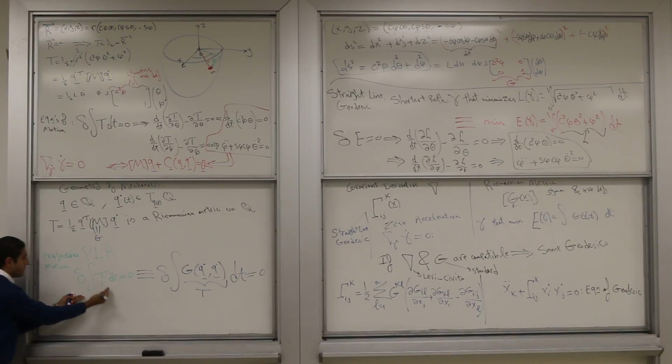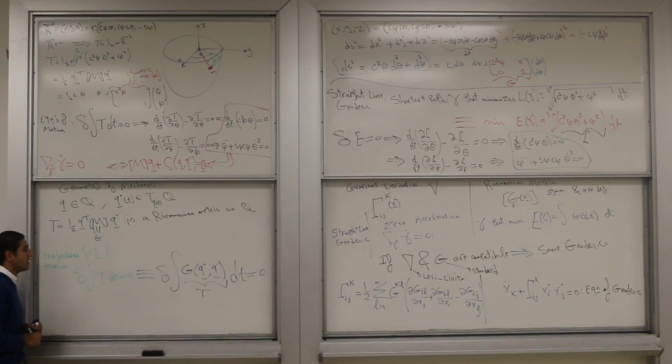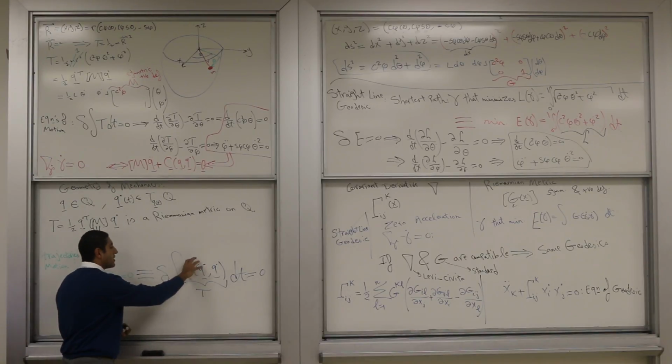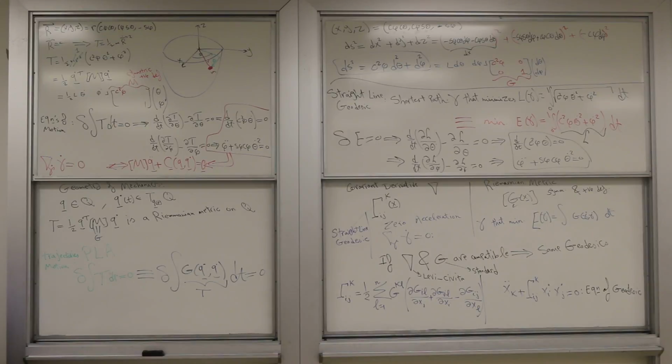Okay, this is the principle of least action. This is just minimizing the distance on a manifold. If the manifold is our configuration manifold, and the Riemannian metric is our kinetic energy, then this statement is exactly equivalent to the principle of least action. Okay? You have any question about this?